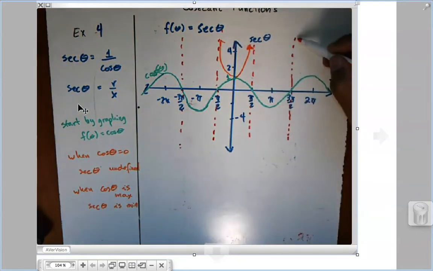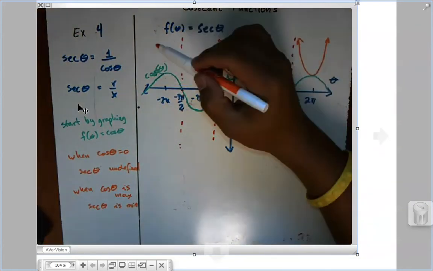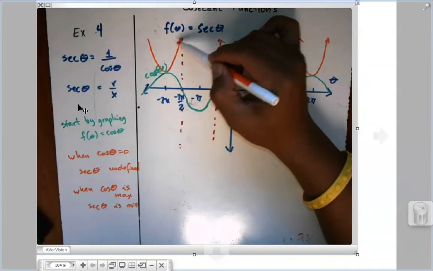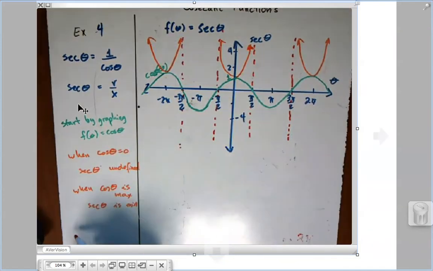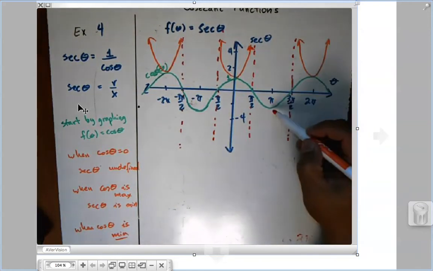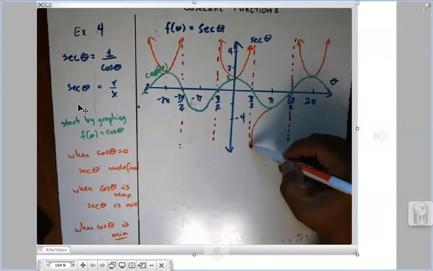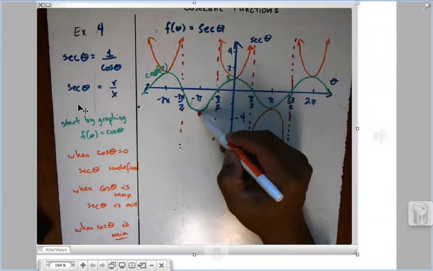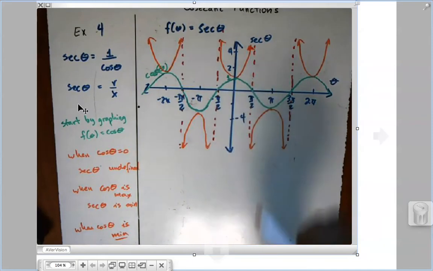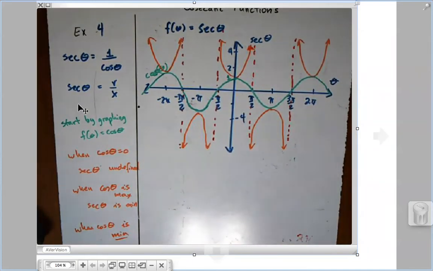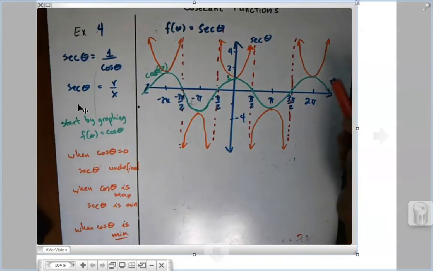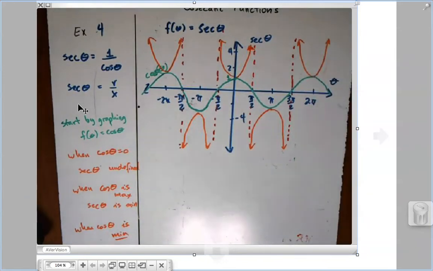So whenever I see cosine of theta get really big, I'm going to make a very educated guess and say that secant is going to get very, very small. In fact, at its minimum. And when cosine is at its minimum, then secant of theta is at its maximum. So when cosine here is at its minimum, secant is probably going to look like this. And so I've been able to graph this using my knowledge of cosine and the pattern that we used last time with cosecant.